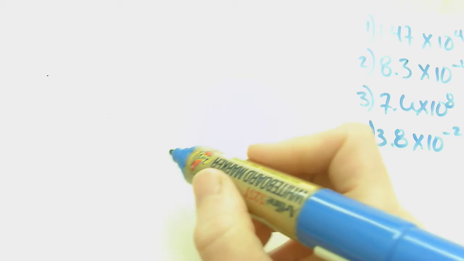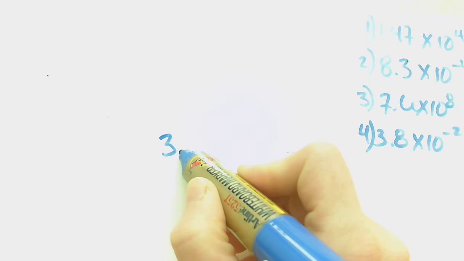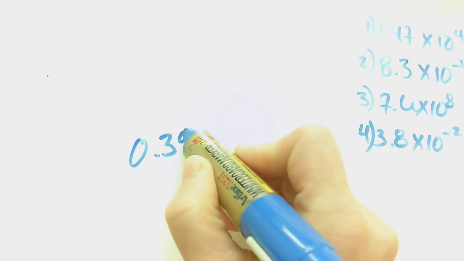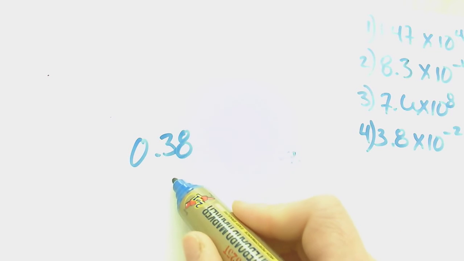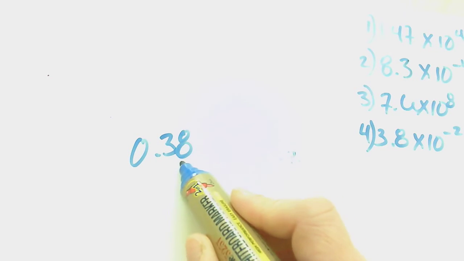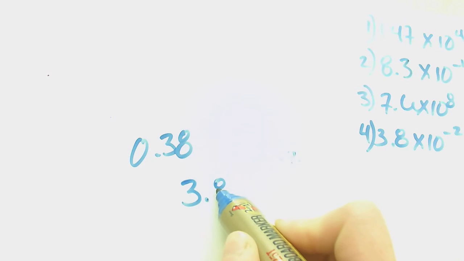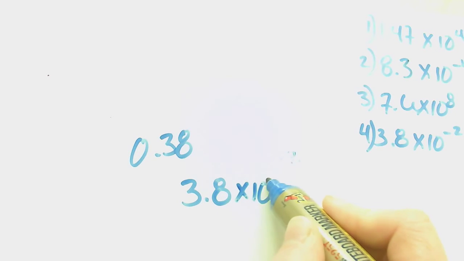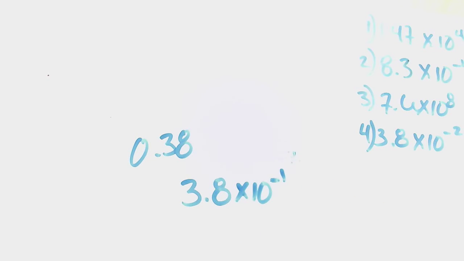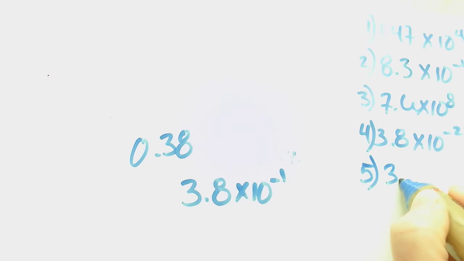Number 5 was just the number 0.38. This one is actually pretty close to already being in the proper form, but because this is not a number between 1 and 10, you'd have to change it into 3.8. And in order to get it back to 0.38, we'd have to multiply it by 10 to the negative 1st, or in other words, divide it by 10 one time. So number 5 is 3.8 times 10 to the negative 1st.